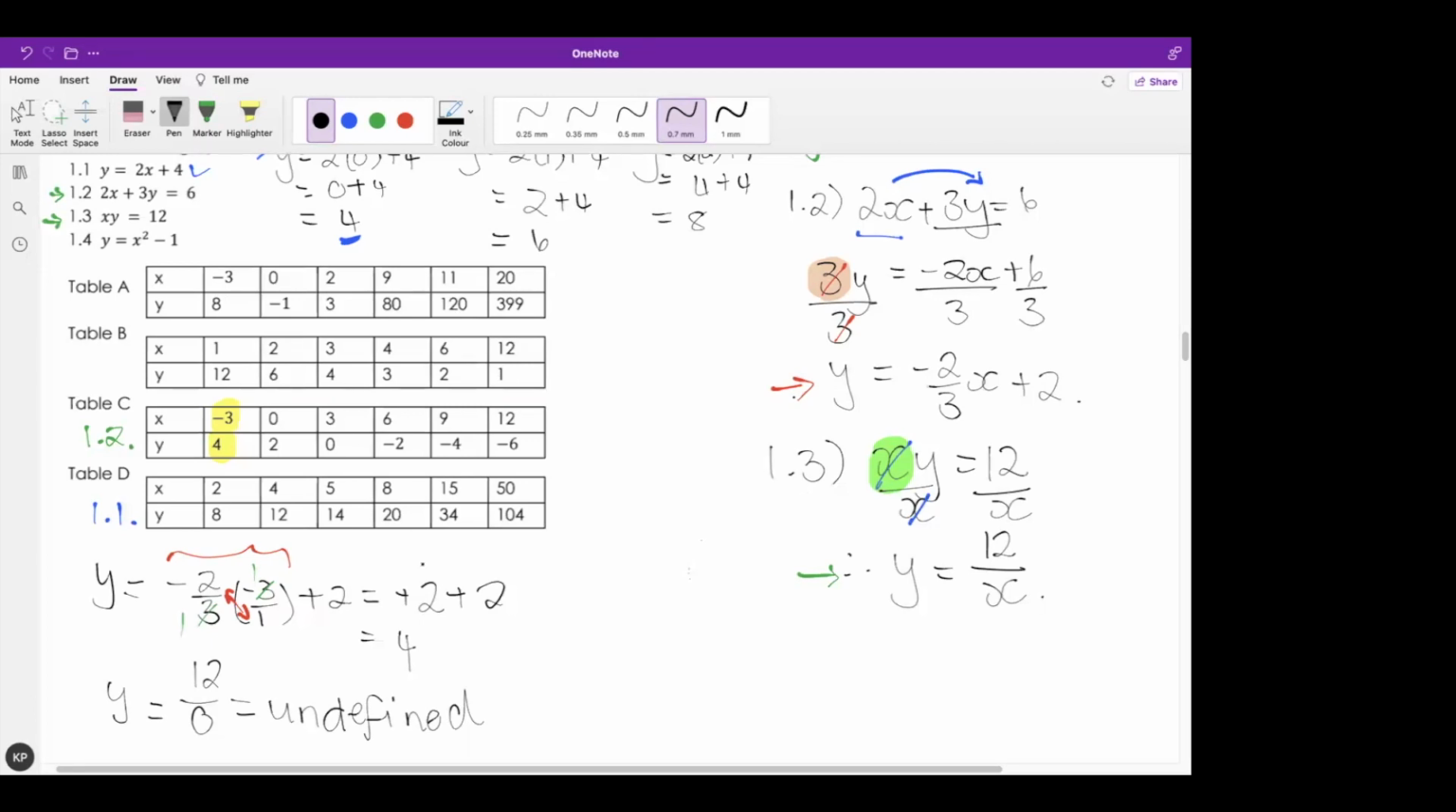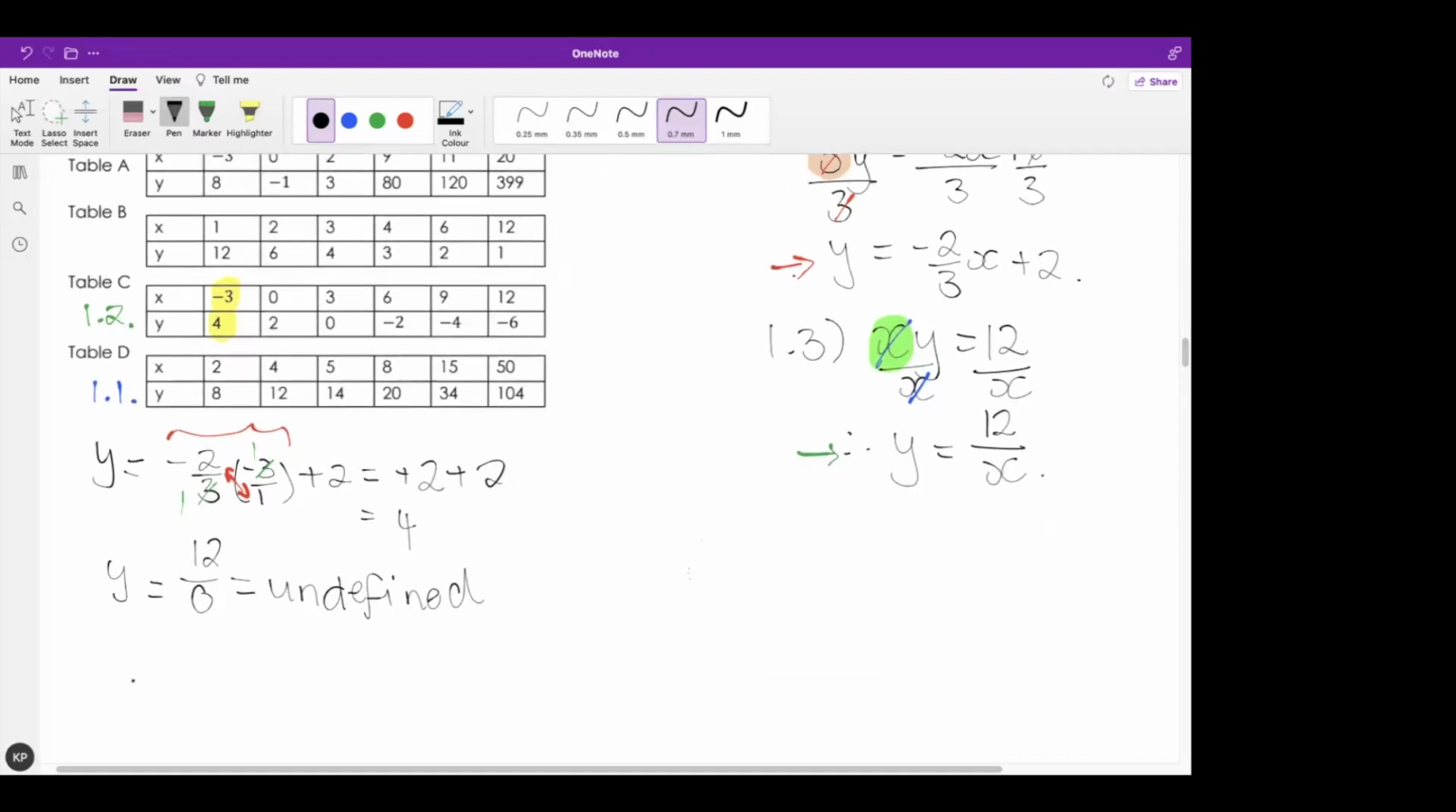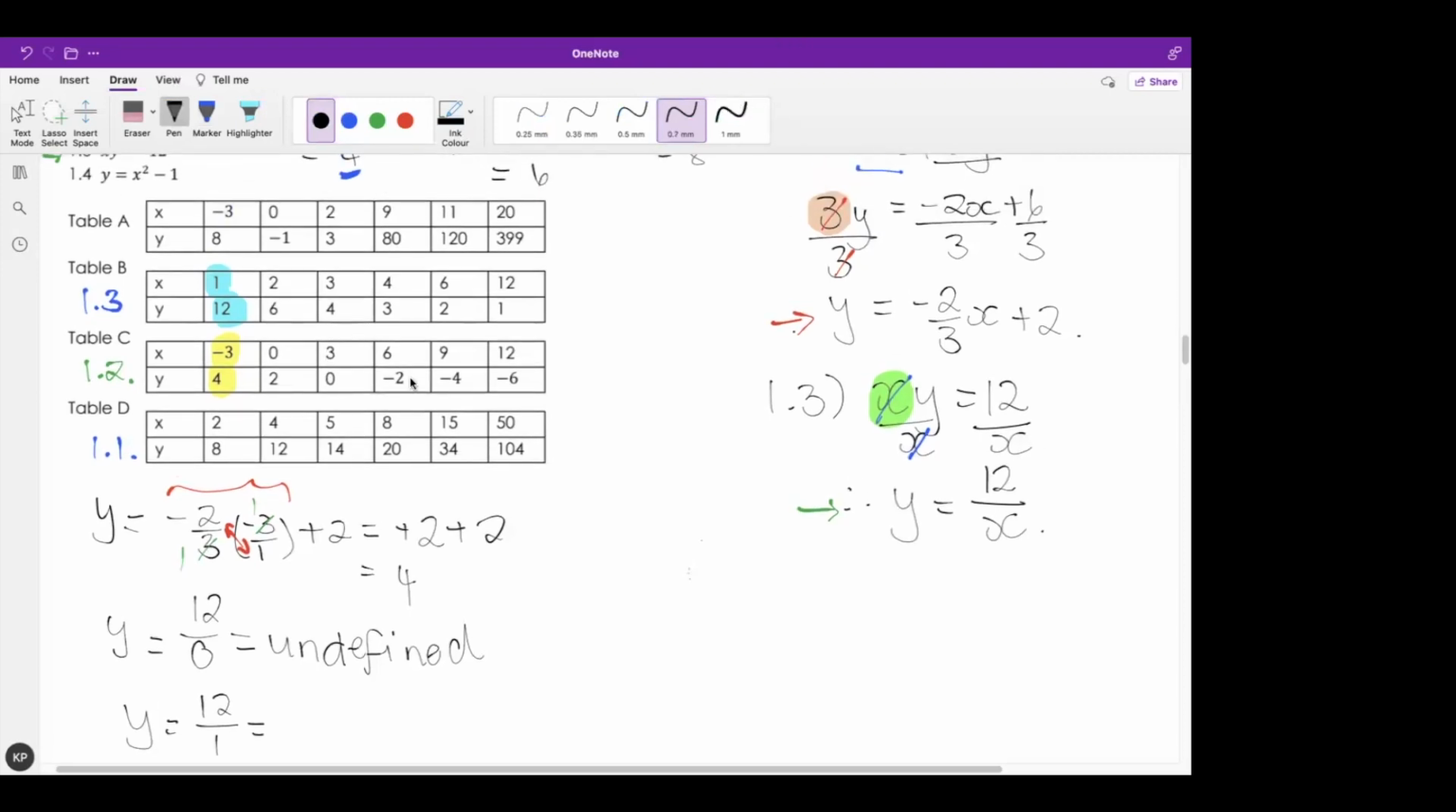No, but as I said, you always check. Let's check table B with 1.3, okay? So I'm going to say y equals 12 over 1. What's 12 divided by 1? 12. Is that our desired outcome? We're over here now. I substituted 1. Is 12 my desired outcome? Yes, it is, because look there. So that means table B goes with 1.3.